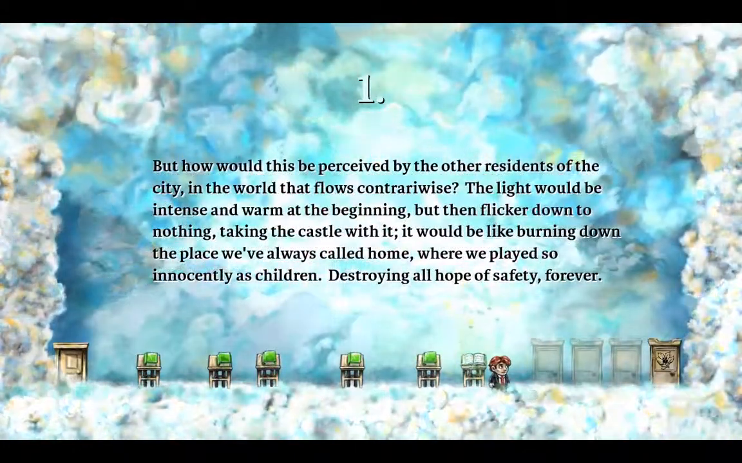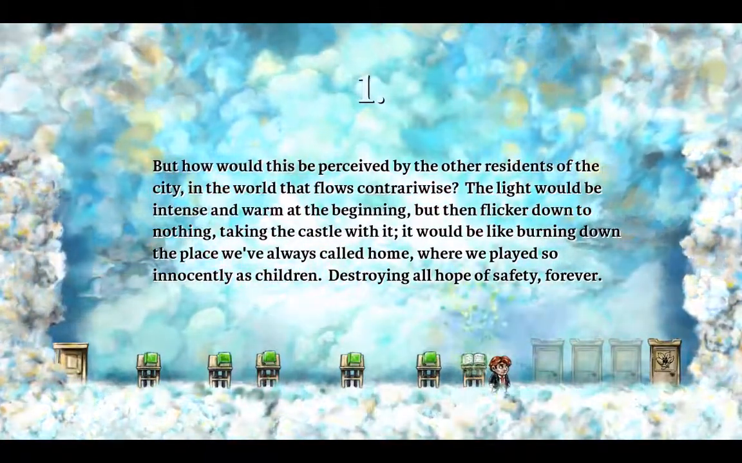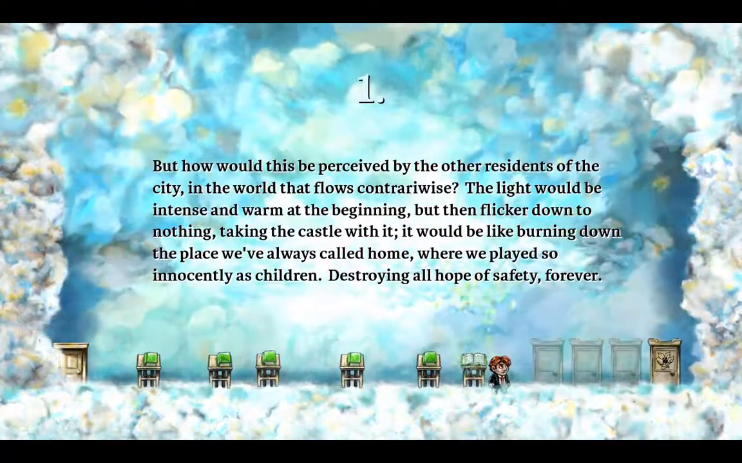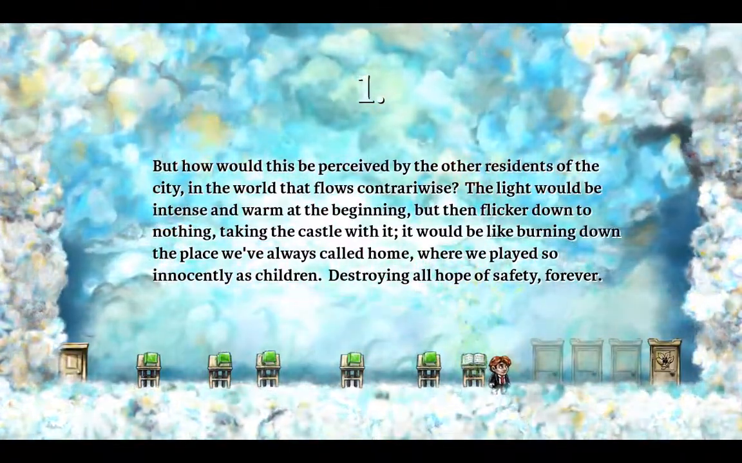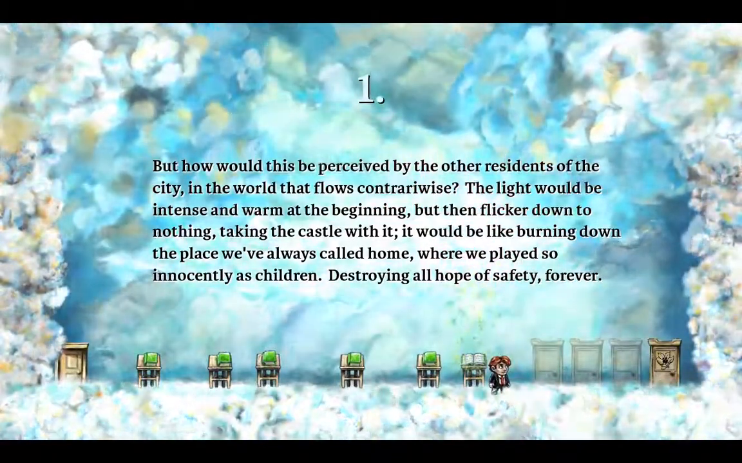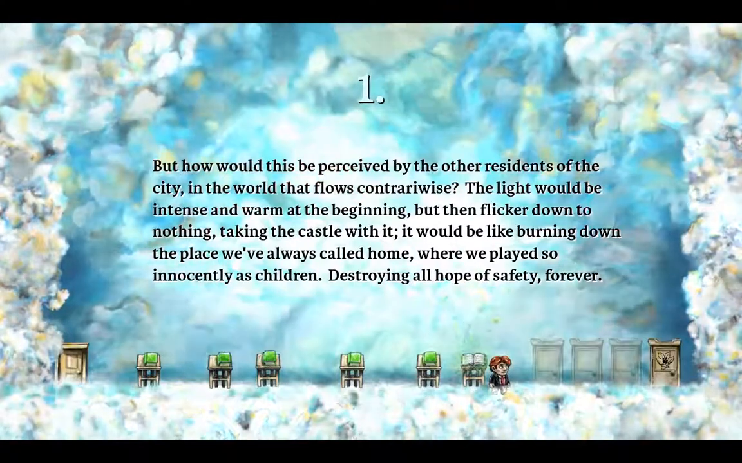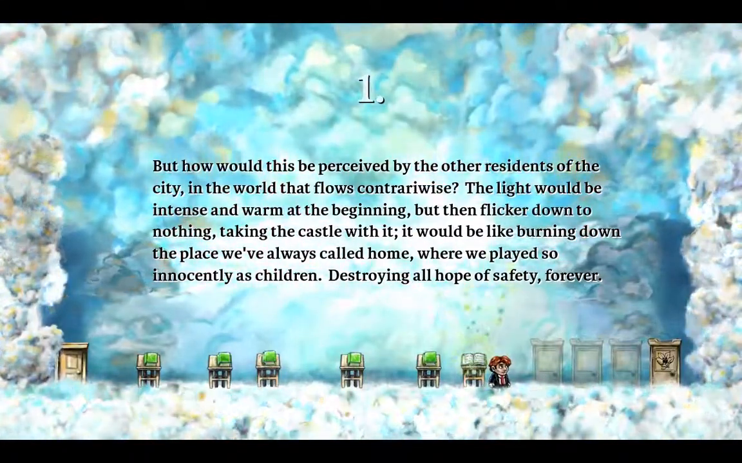But how would this be perceived by the other residents of the city, in the world that flows contrary? The light would be intense and warm at the beginning, but then flicker down to nothing, taking the castle with it. It would be like burning down the place we've always called home, where we played so innocently as children, destroying all hope of safety forever.